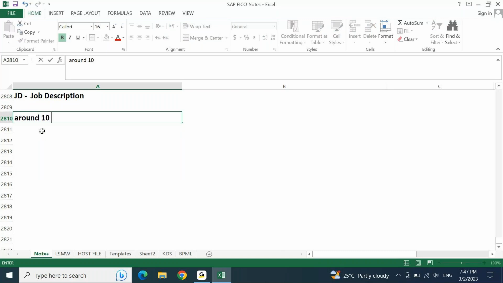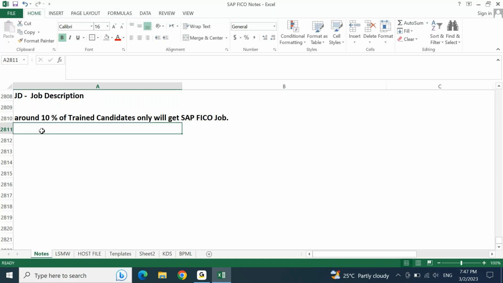Around 10% of trained candidates only will get an SAP FICO job. You believe it or you do not believe it, this is fact. Hard to digest, but this is the reality. This is your ground reality. What is happening to the 90% of SAP FICO trained candidates? Talk to the people who are trained on SAP, you will get the answers.